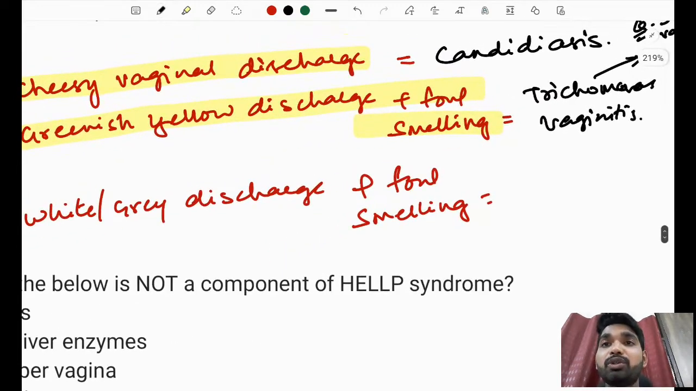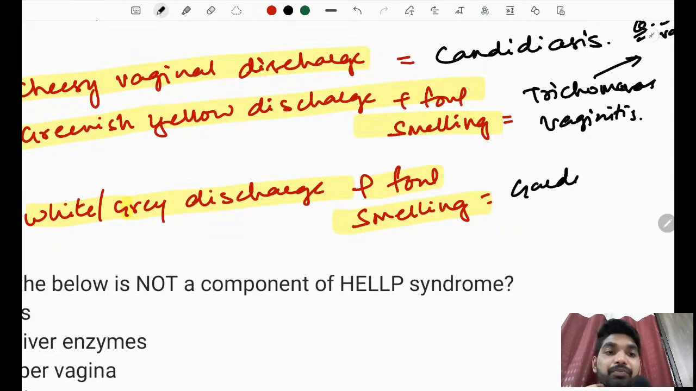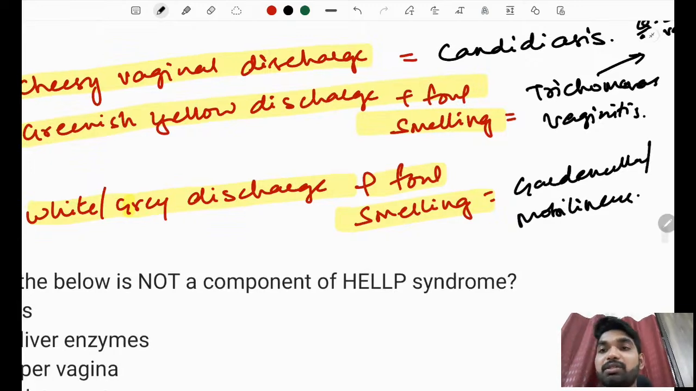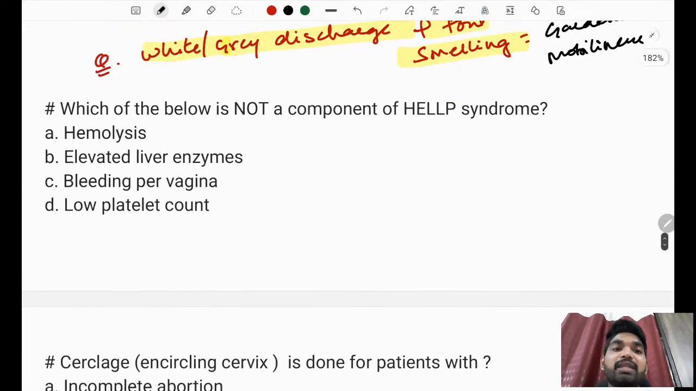Now, I've already told you this case, right? White greyish discharge with foul smelling. Just now I told you what that infection is. Yes, Gardnerella. Any doubts? Yes, good evening, Pavani. Gardnerella or Mobiluncus. One more organism that you need to remember is Mobiluncus. So these are the three cases that I have given you.